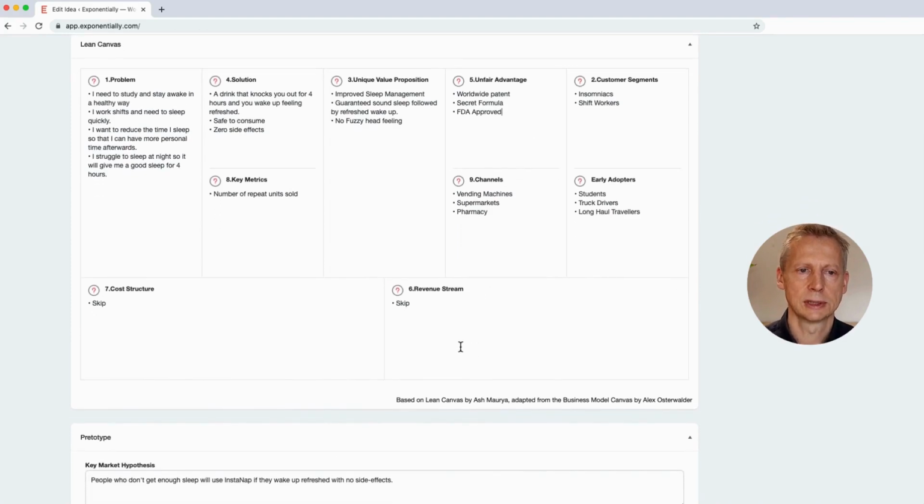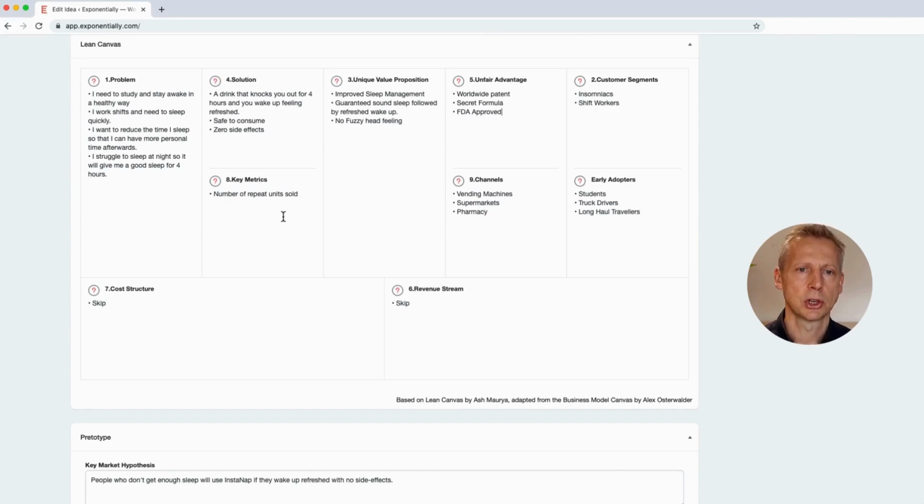Then we skip across 6 and 7 because that's cost and revenue. And of course we care about that at a later stage, but right now we're just caring, if we did this thing, would somebody be interested in it? Then we go to 8, which is the key metrics. And the key metrics are, what is the one metric that goes up or down to keep you honest and show you, is your potential solution or offering working?